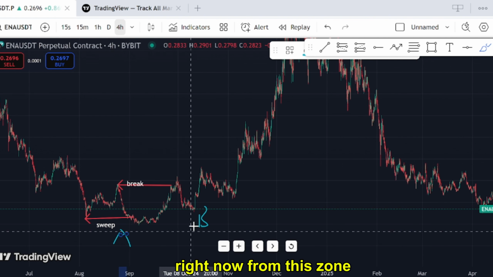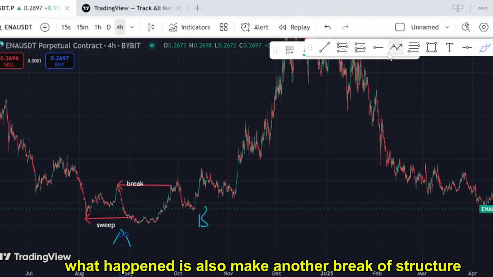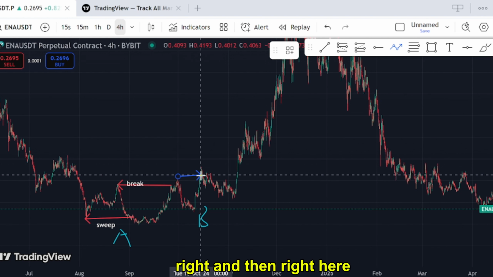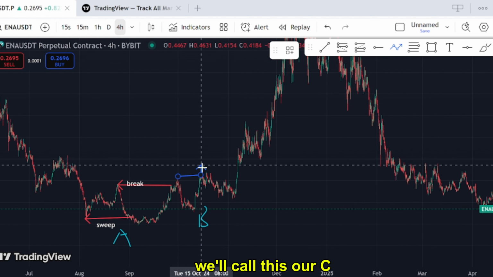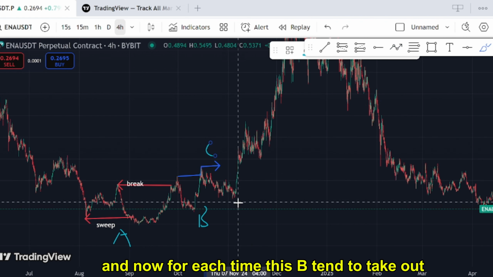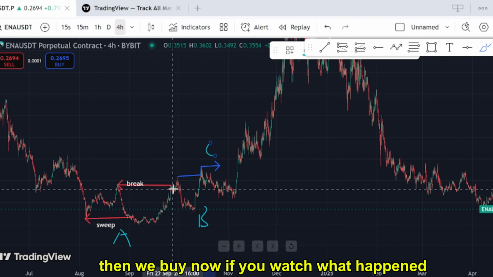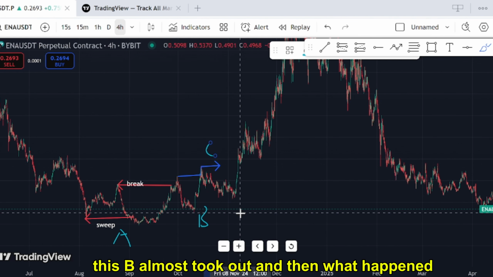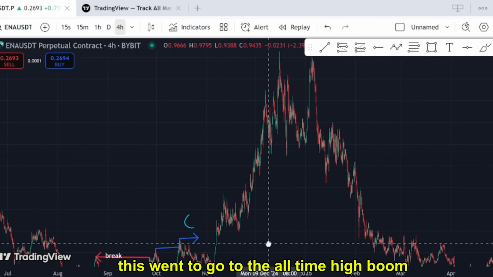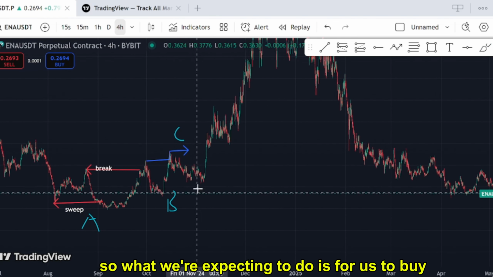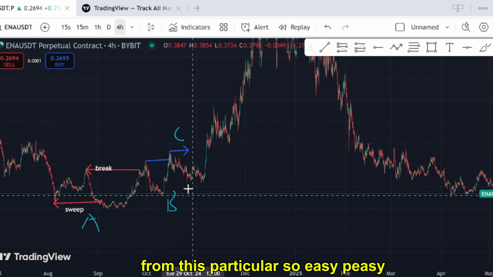Now, from this zone, what happened is it also made another break of structure, right? And then right here, we'll call this our C. Now each time this B tends to be taken out, then we'll buy. If you watch what happened, this B almost took out, and then this went to the all-time high. Boom. So what we're expecting to do is buy from this particular zone.